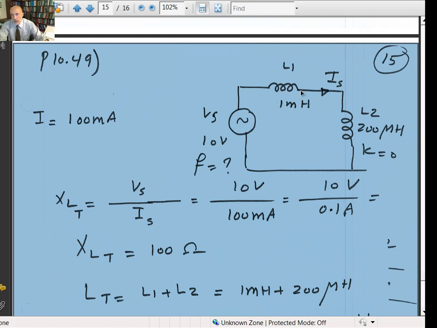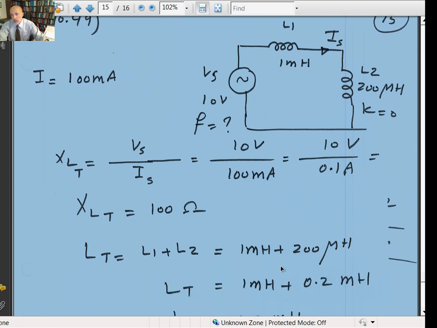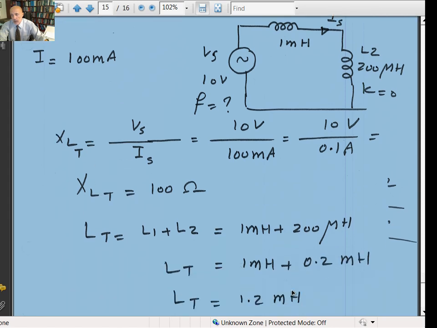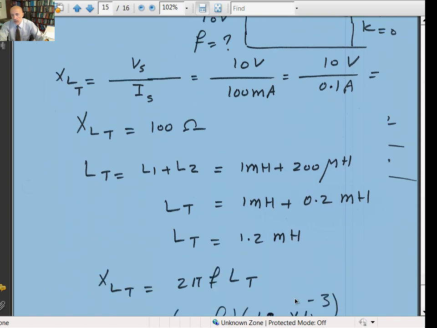Now the two inductors are connected in series, so total inductance would be L1 plus L2, 1 millihenry plus 200 microhenry. 200 micro is 0.2 milli, so you need to convert that. That gives you L total of 1.2 millihenry. Now XLT is equal to 2 pi f times Lt. We have XLT, which we calculated, and we have Lt, so from here we can calculate what the frequency is.